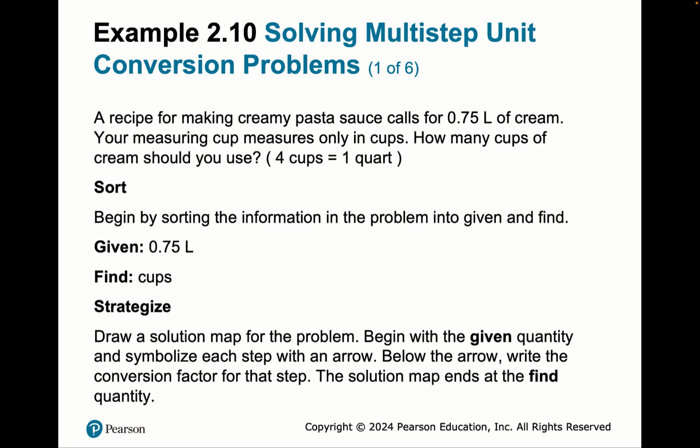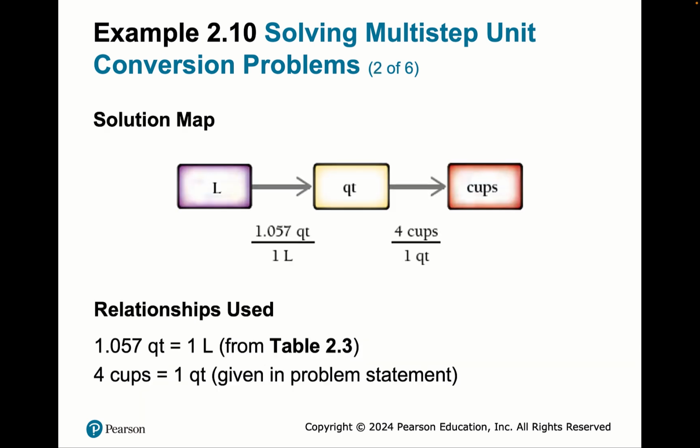So what about a multiple step conversion problem? For instance, a creamy pasta sauce calls for 0.75 liters of cream. You only measure in cups. How many cups should you use? It's a little bit more than 3 cups. I already know that. You can look up the different conversions, and because I know a cup is 240 milliliters, thereabouts, that's how I did it in my head already. So I know it's a little bit more than 3.